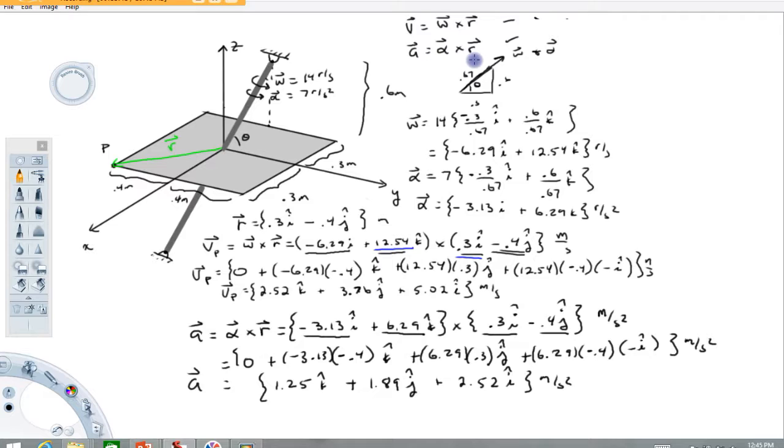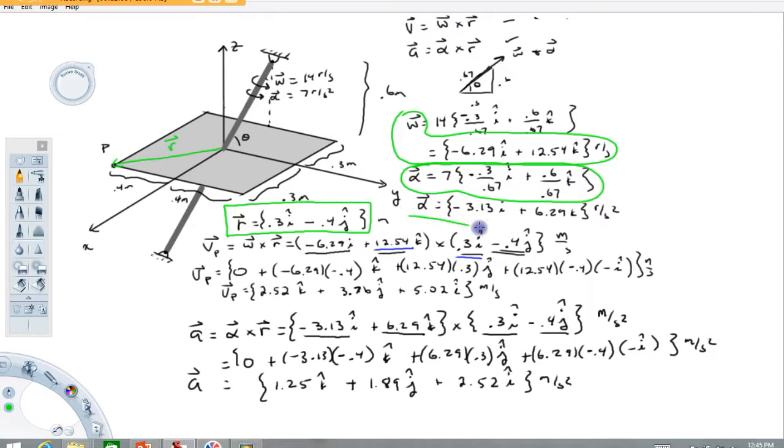To do that, we started by finding a position vector. That position vector really can be to any point along the axis of rotation here, but this was a nice, logical, easy point to choose. Then we wrote out the angular velocity vector in Cartesian format, and then the angular acceleration vector also in Cartesian format, which gave us this. And then we just did the cross products, omega cross r, alpha cross r.